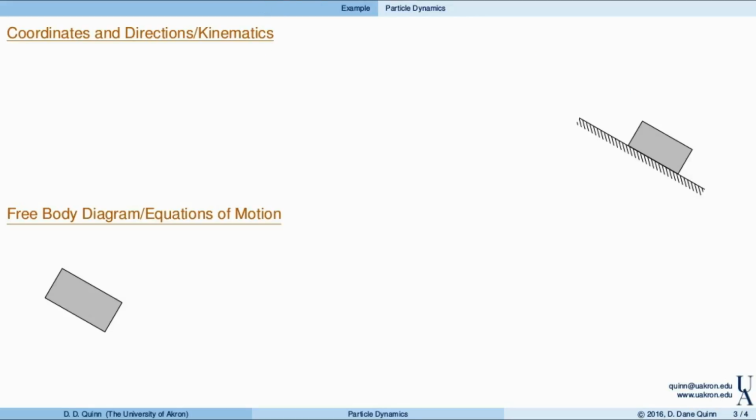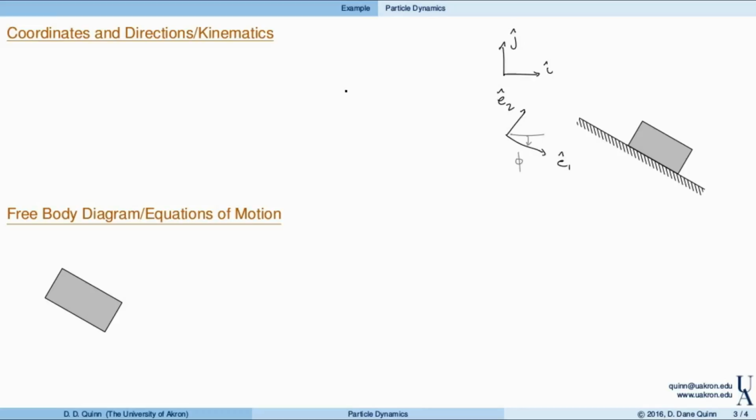And we'll start with coordinates and directions. Let's define i and j as horizontal and vertical. And then, because the motion of the block is along the plane, it makes sense to define a direction along the plane, and we'll call that E1, and then a direction that is perpendicular to that, or normal to the plane, E2. And here, the angle phi describes the orientation of E1 with respect to i.